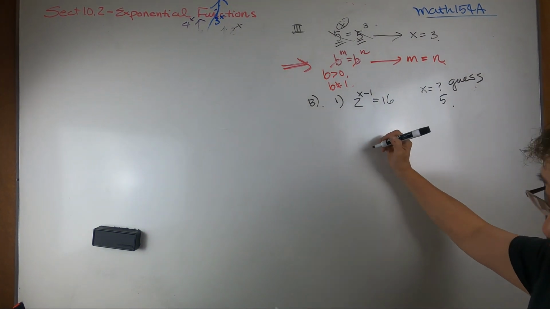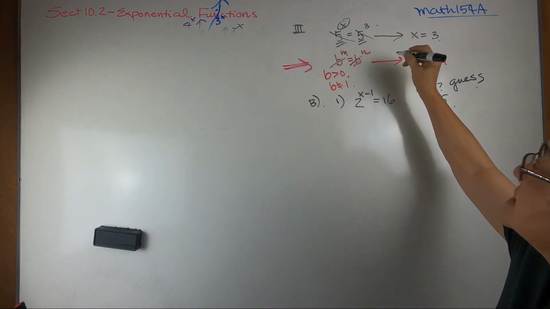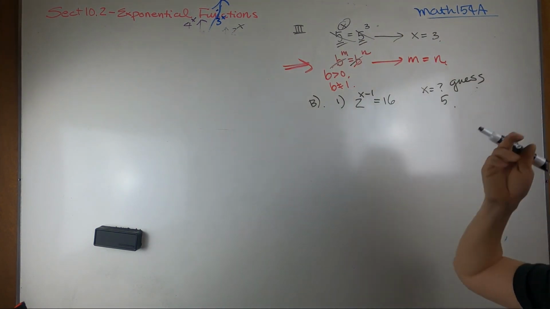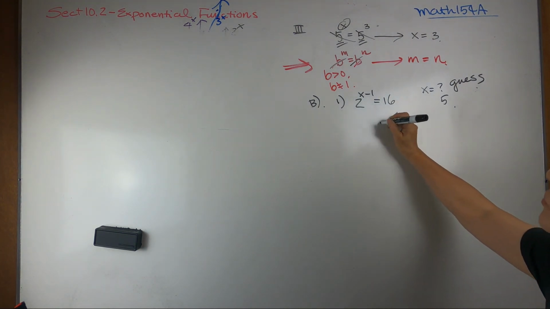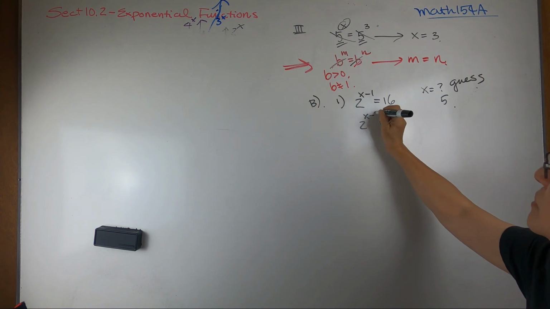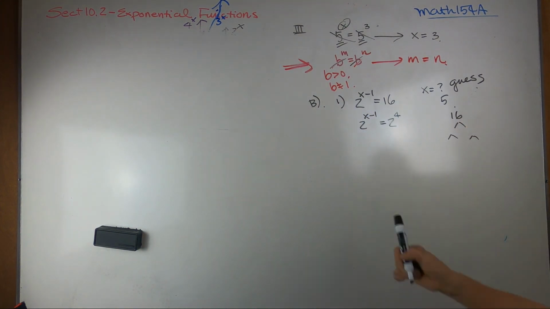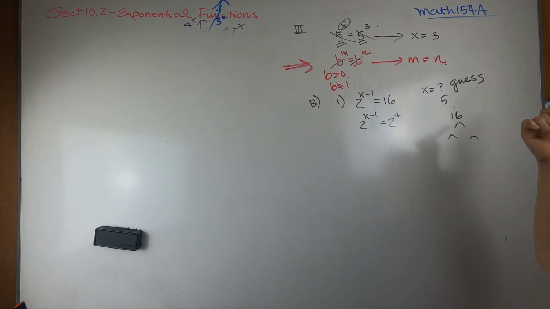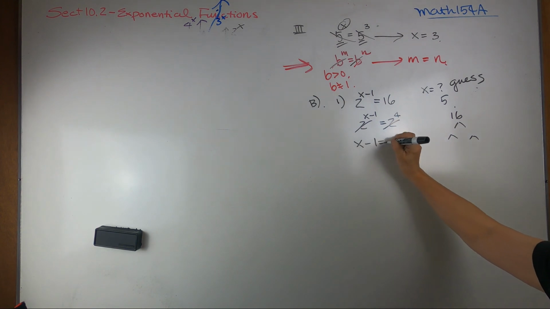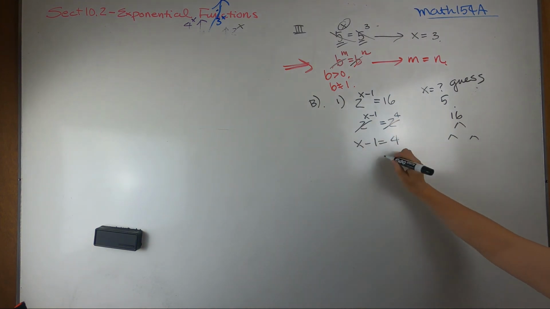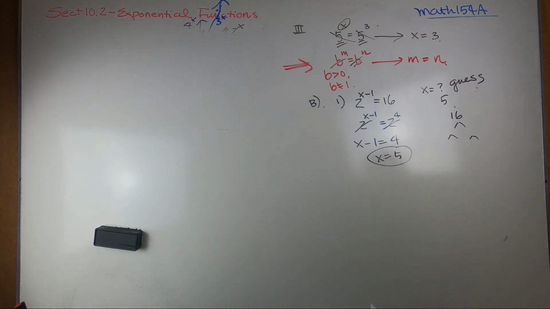So what do we do? We have to make the base the same so we can use the property. If I make 16 into 2 to the 4th power, can we do that? You just do your trees, find out how many 2's there are. So what do we have? x minus 1 is 4, a linear equation, so x is 5. That's how you do it.